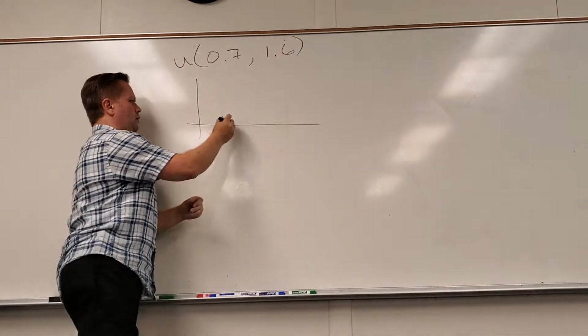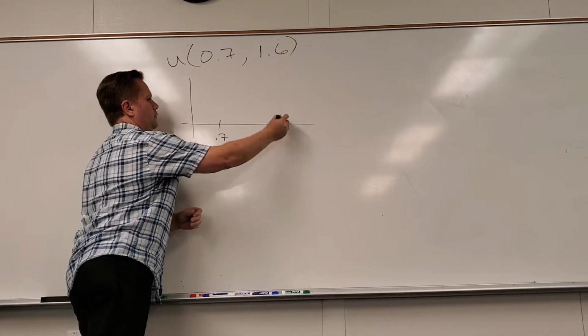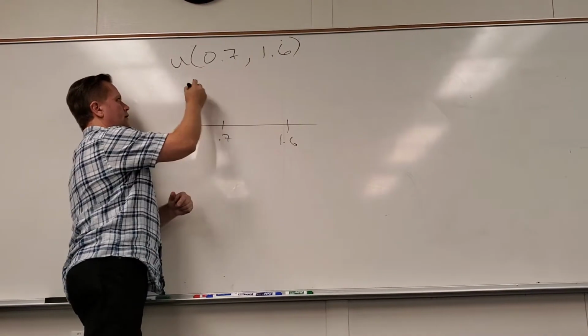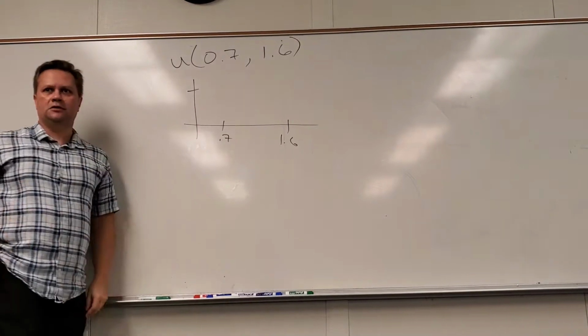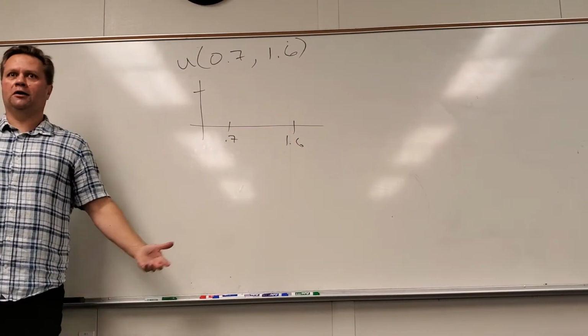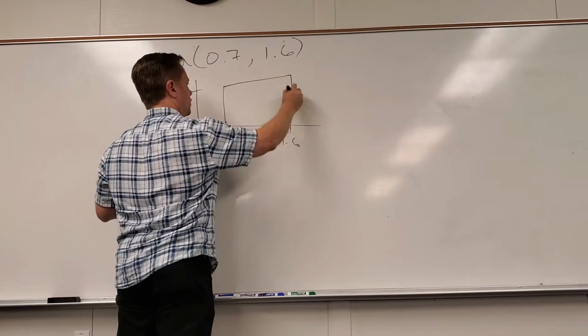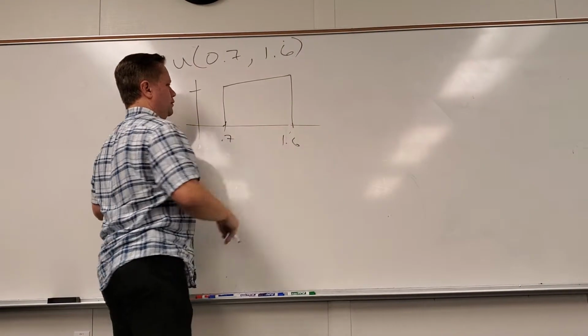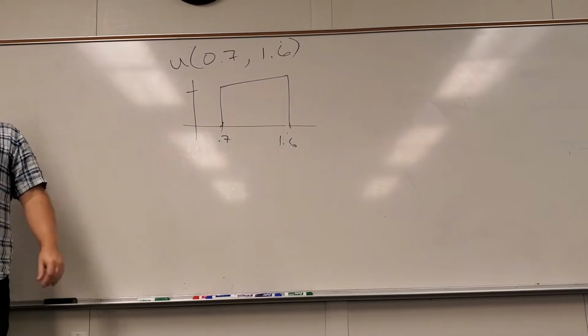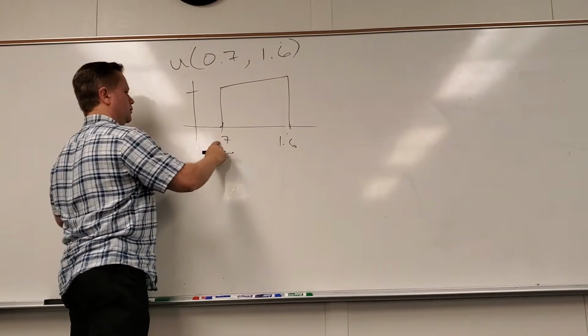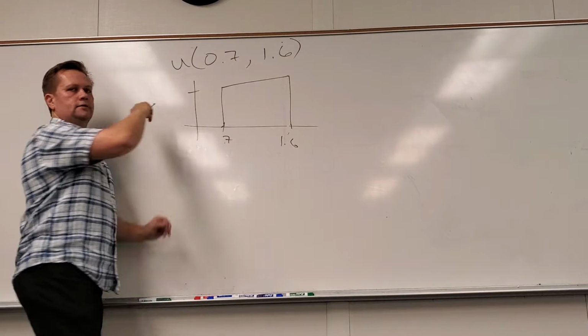I get way too many people that do this. They put 0.7, they put 1.6, and they maybe even put a height, but they still didn't draw the distribution anywhere. So like you said, it's got to be just this big rectangle. Now can you figure out what the height's got to be?